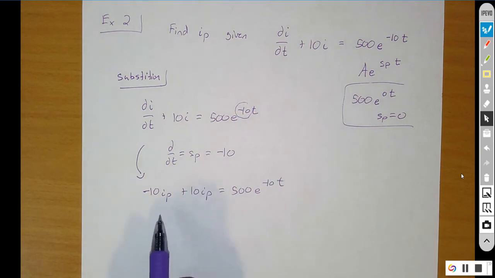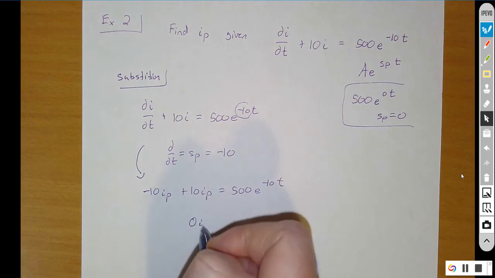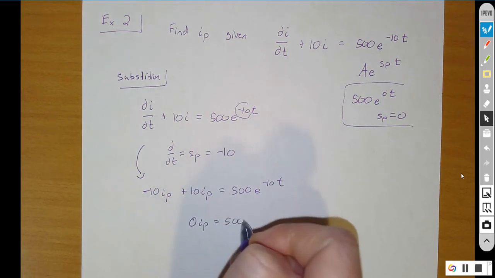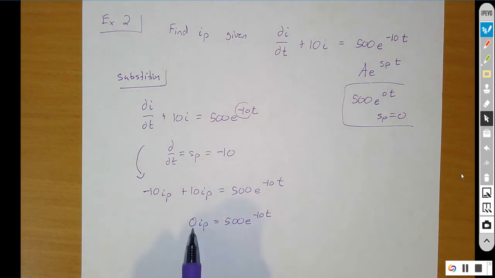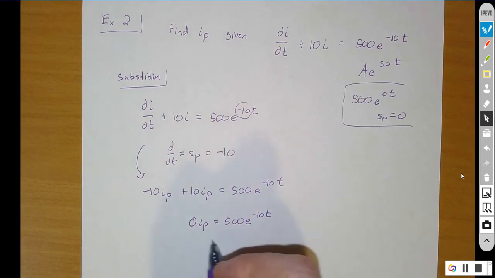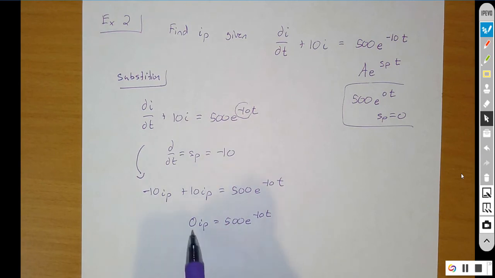When you do that, you should see immediately what's going to happen. We're going to get 0 times I particular equal to 500 e to the negative 10t. And this will never happen. If I divide this by 0, well, that's dividing by 0. And if I just say it's equal to 0, there's no time t that makes this equal to 0. So this is what it'll look like. You're going to try to divide by 0, and it's not going to work.